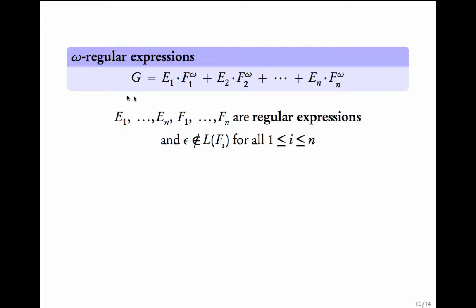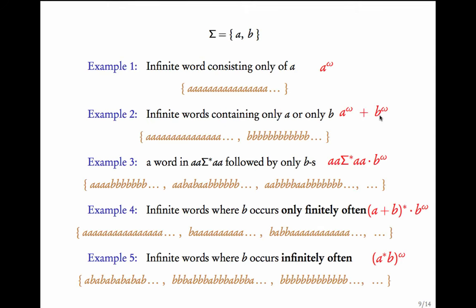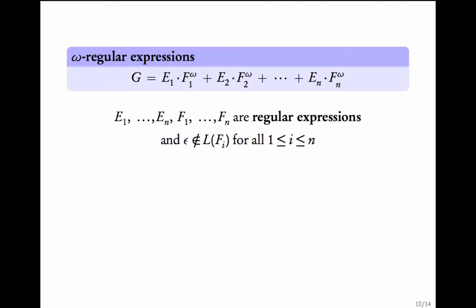One thing to note is that none of these Fi's should have the word epsilon as part of that language, because doing an infinite repetition of epsilon doesn't make sense. So we will assume that the expressions under the omega operation should not contain epsilon. For example, here we had B, it did not contain epsilon. Yet again here we had A star B. So A star might contain epsilon, but A star B, this expression does not contain epsilon. Okay.